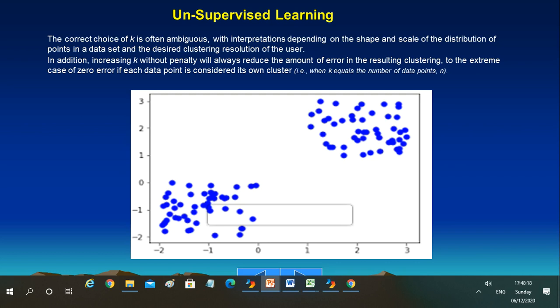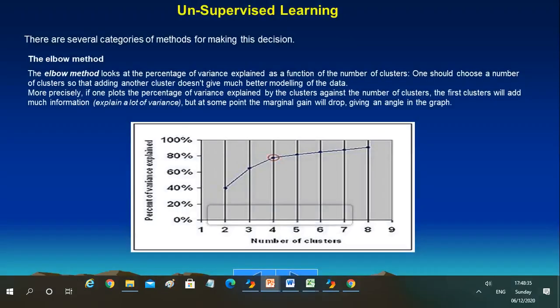In addition, increasing K without penalty will always reduce the amount of error in the resulting clustering, to the extreme case of zero error if each data point is considered its own cluster, when K equals the number of data points. There are several categories of methods for making this decision.